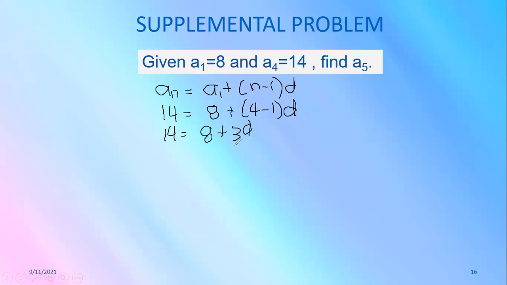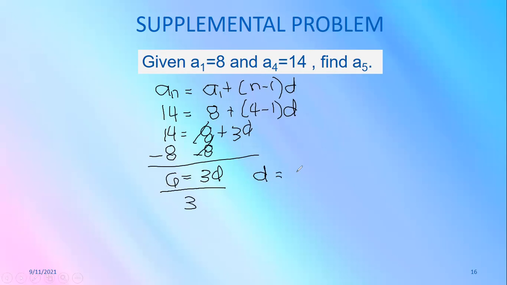Okay. So to get the d, subtract 8 from both sides of your equation. Minus 8 here, minus 8 here. Okay, 8 is canceled out. So 14 minus 8 is equal to 6, which is equal to 3d. So to get the common difference, you need to divide both sides of your equation by 3. Okay, and your common difference is equal to 2.